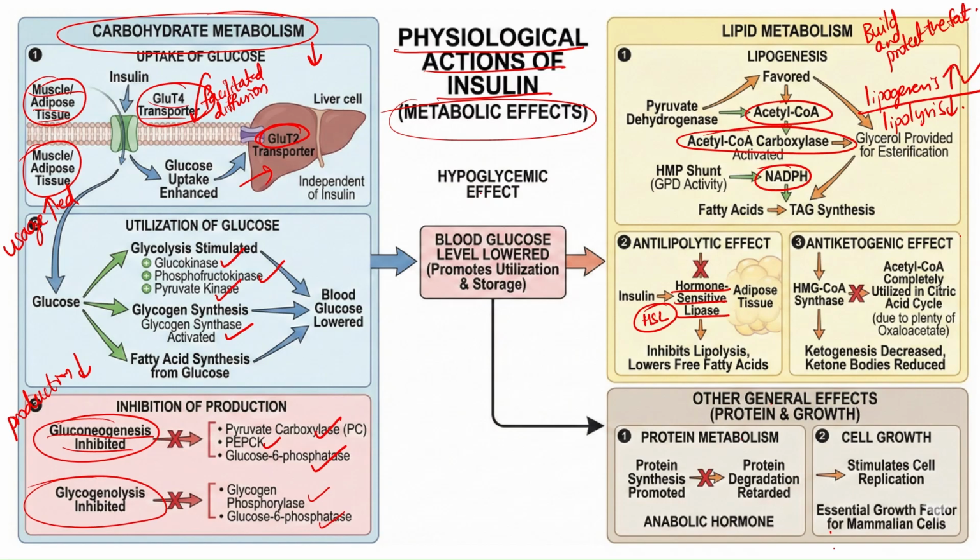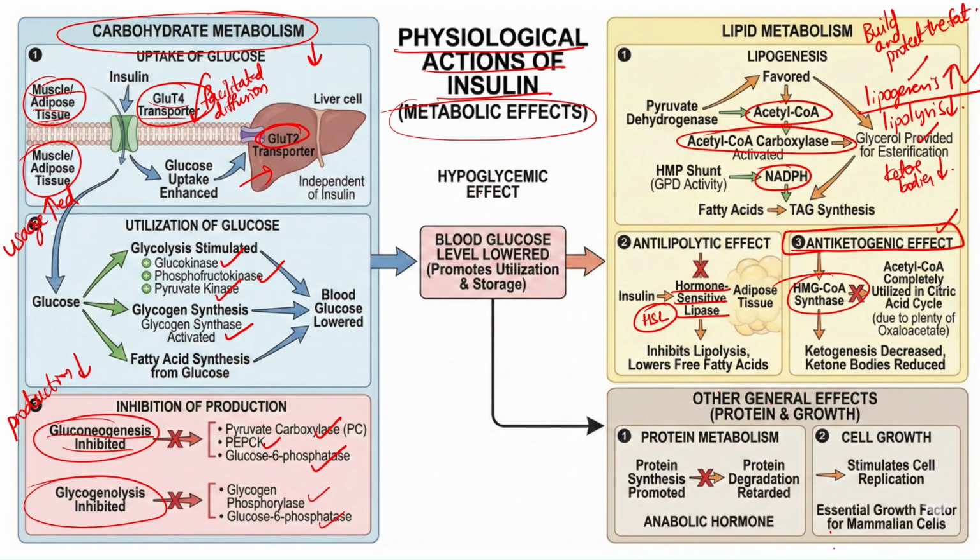Then the next effect on the lipid metabolism is the anti-ketogenic effect. By suppressing the HMG-CoA synthase enzyme and ensuring acetyl-CoA is burned in the citric acid cycle, insulin significantly reduces the production of ketone bodies. So lipid metabolism: it increases lipogenesis, decreases lipolysis, and decreases the ketone bodies. Ketone bodies levels also decrease. On carbohydrate metabolism, glucose level is decreased.